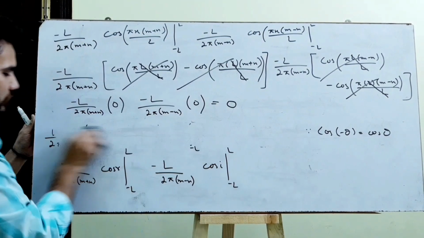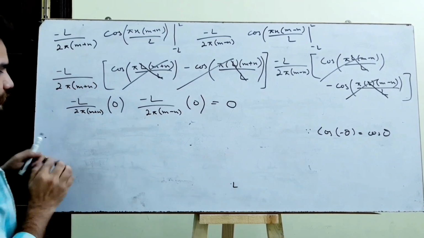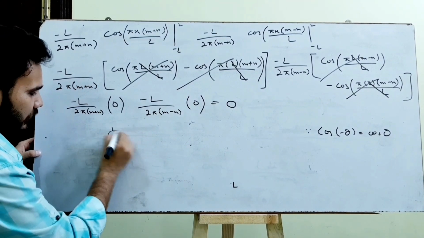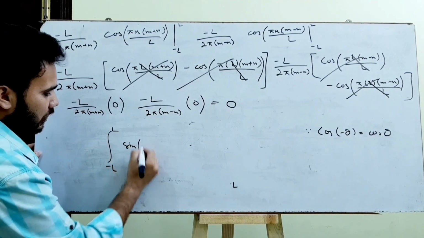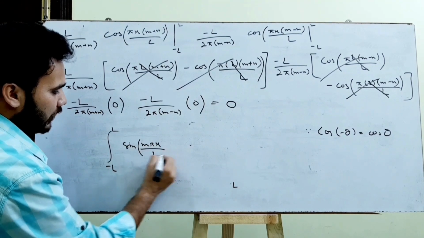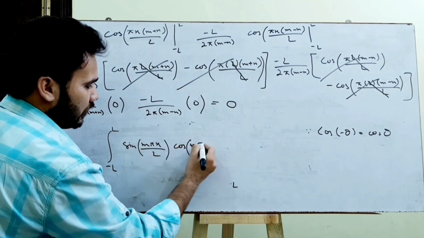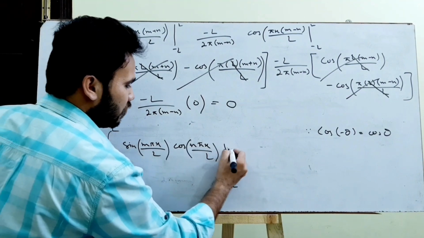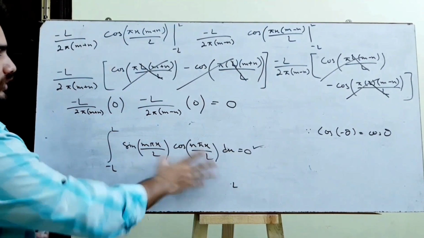So the first result is, if we integrate from negative L to positive L sine(m pi x over L) times cosine(n pi x over L) dx, it will be 0. So this is our first result.